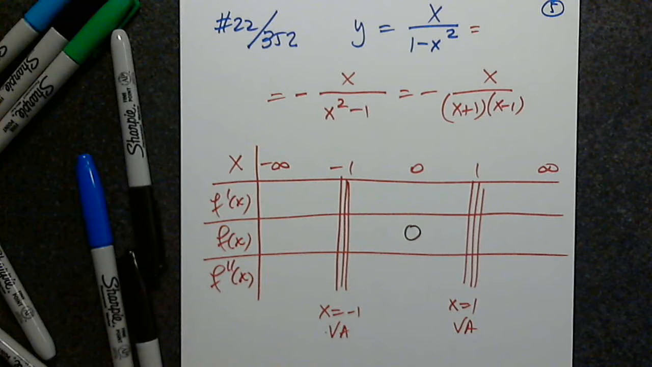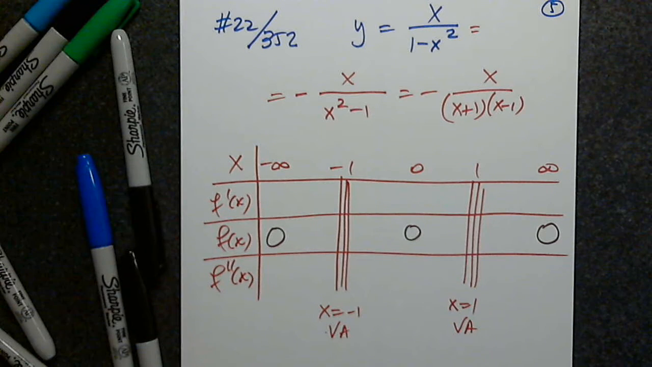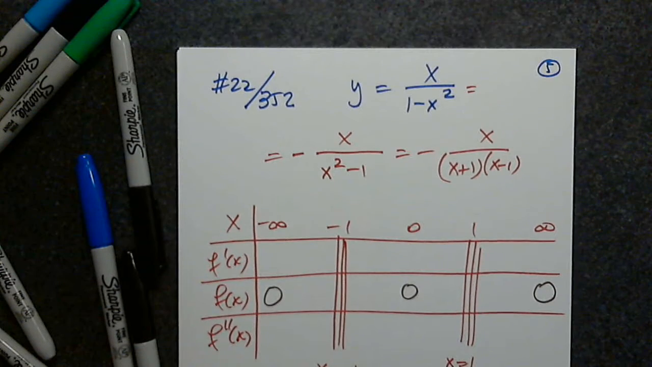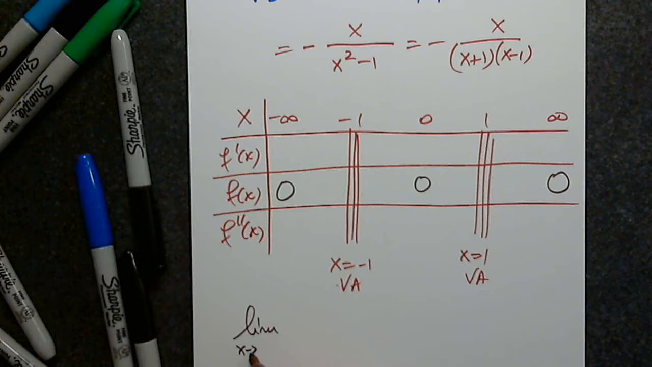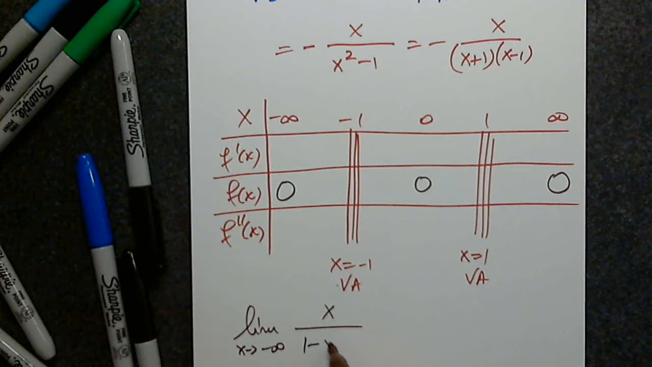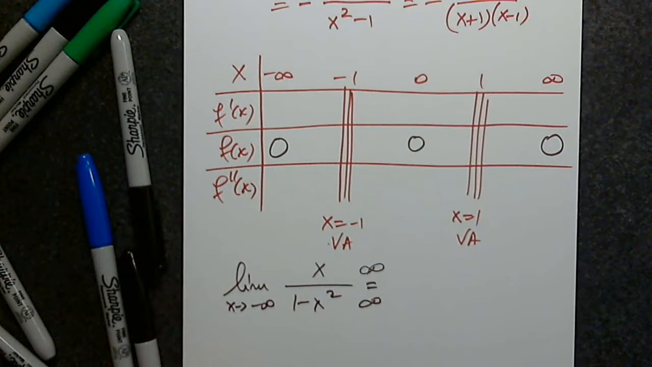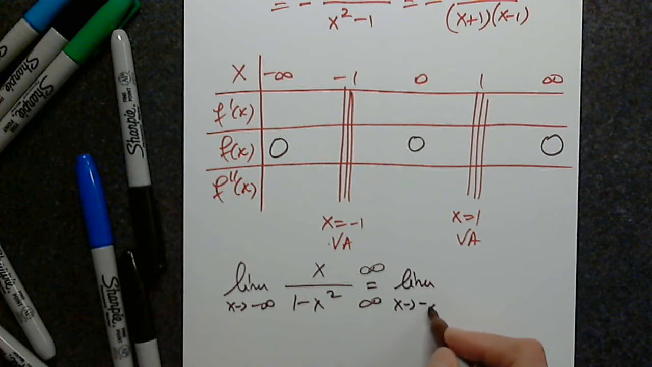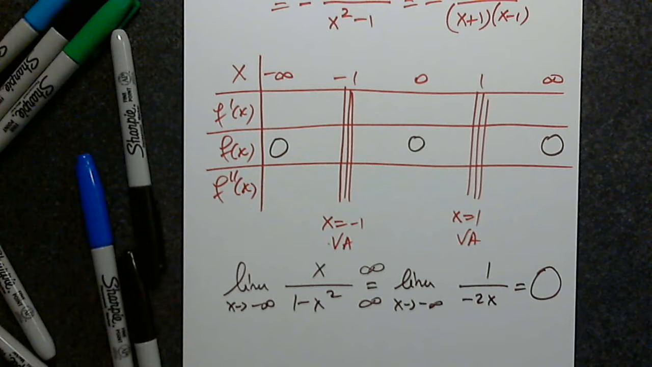When I plug in 0, I get 0. I can also say that this must be 0 and this must be 0. Why? Because the degree of the denominator is bigger than the degree of the numerator. Let's say we don't know that. Then I have to show that the limit as x approaches negative infinity of x over 1 minus x squared is, right now, infinity over infinity. I know L'Hopital's rule. So the limit as x approaches negative infinity of 1 over negative 2x. And now I know for sure that this must be 0, because the numerator goes to 1 and the denominator to infinity.